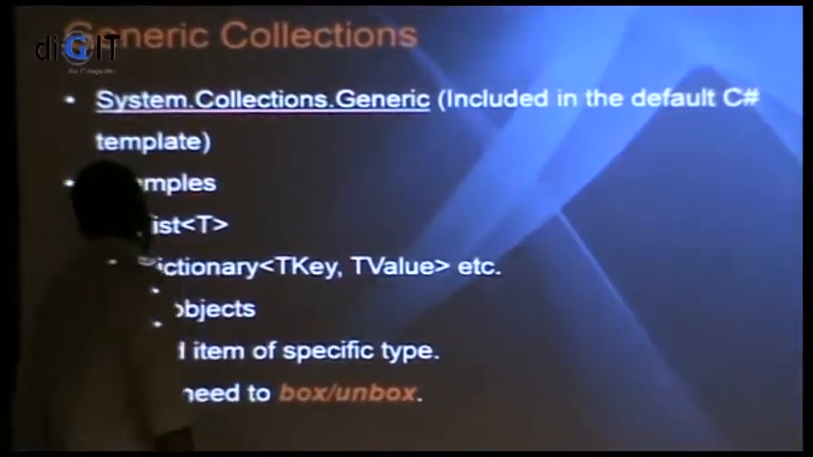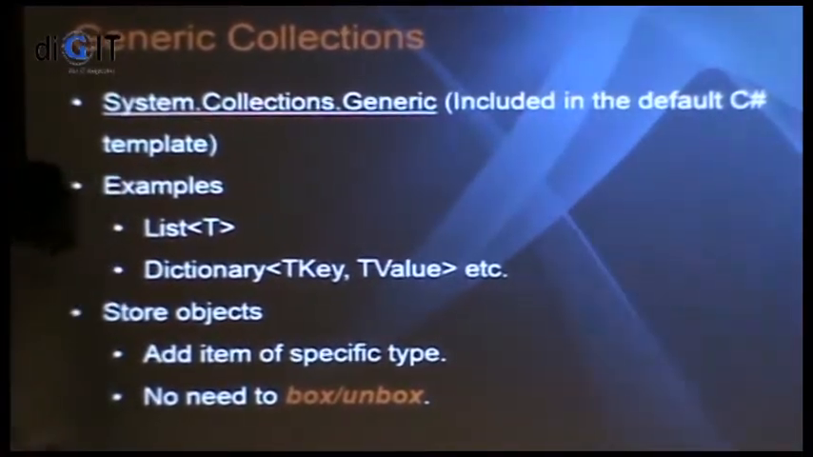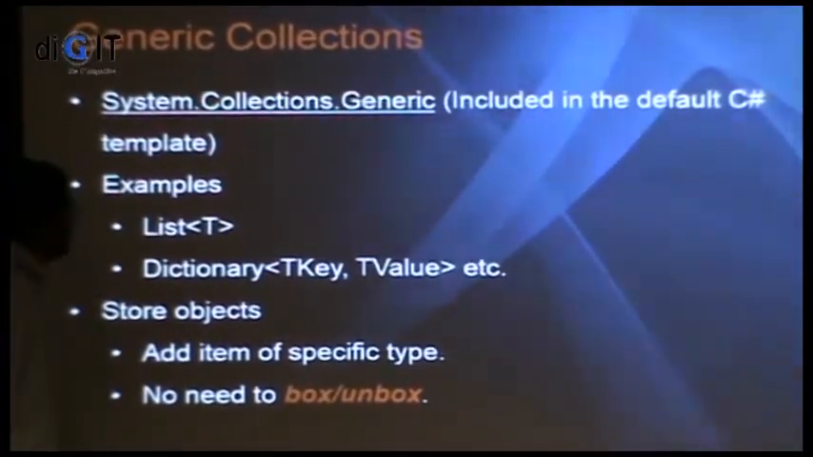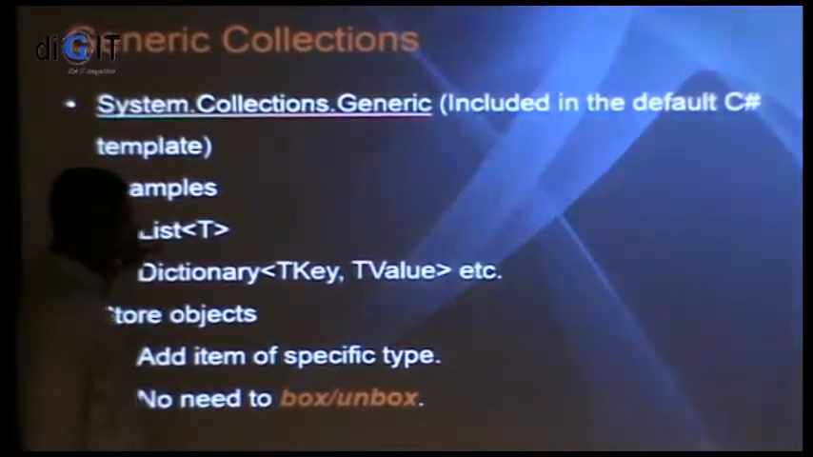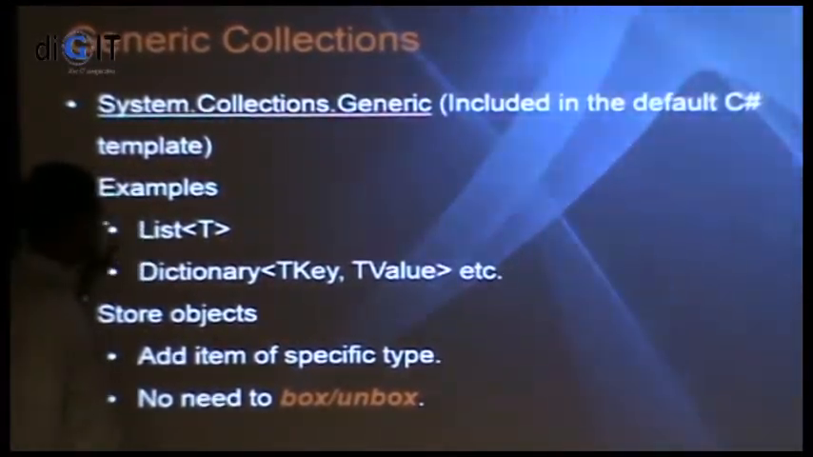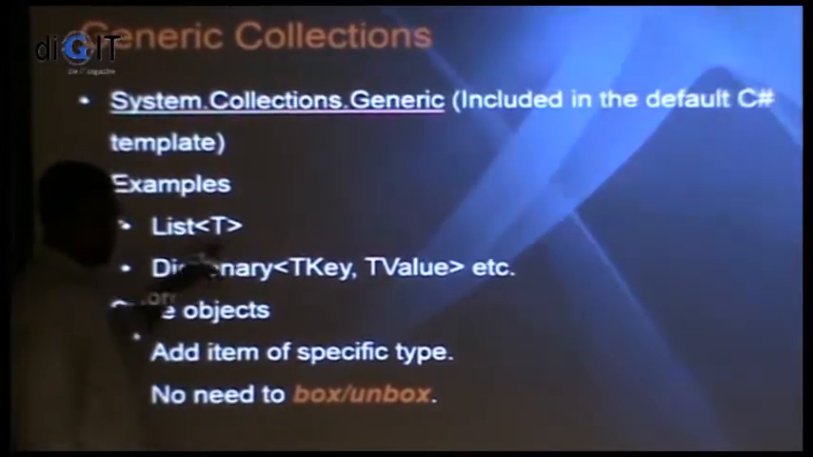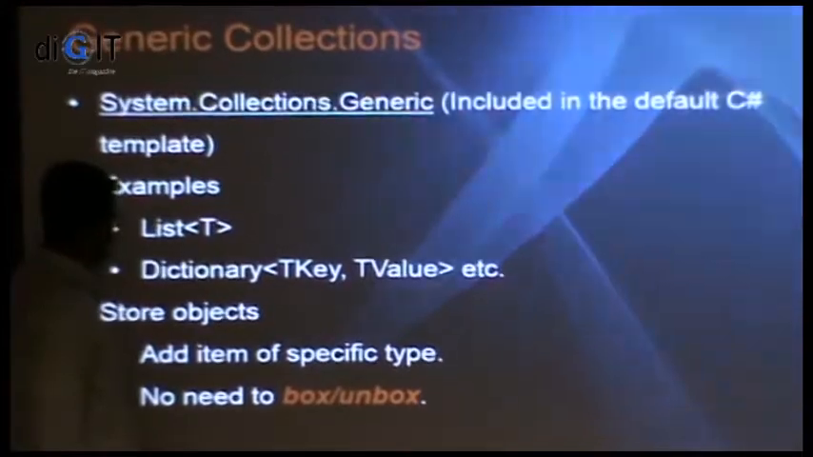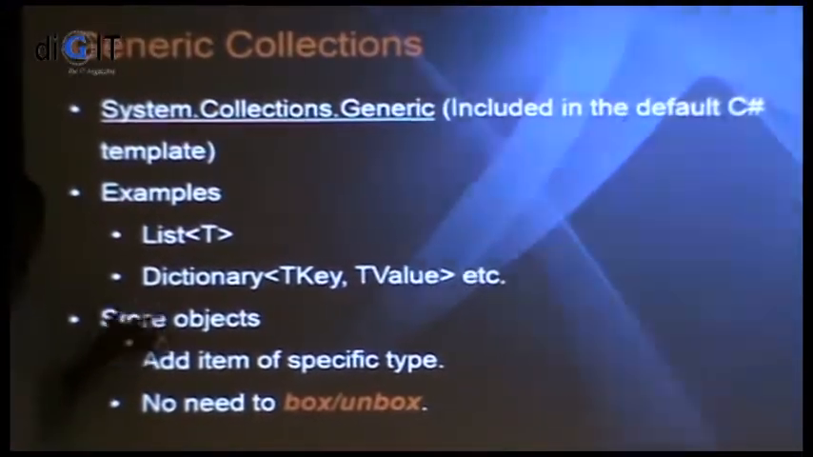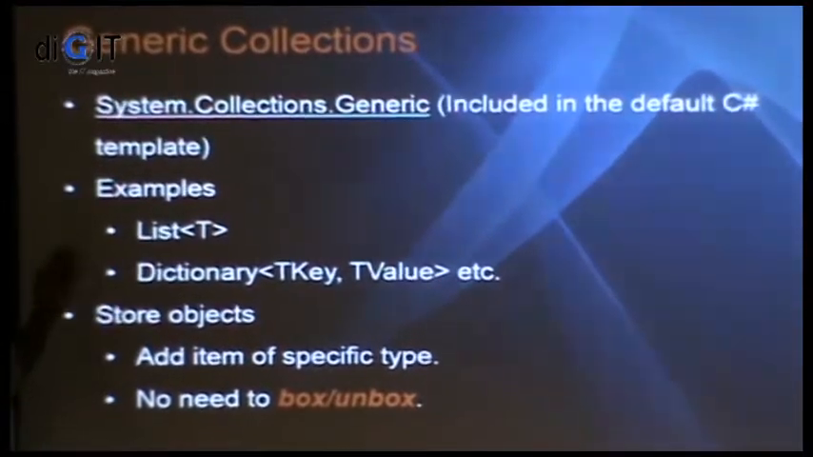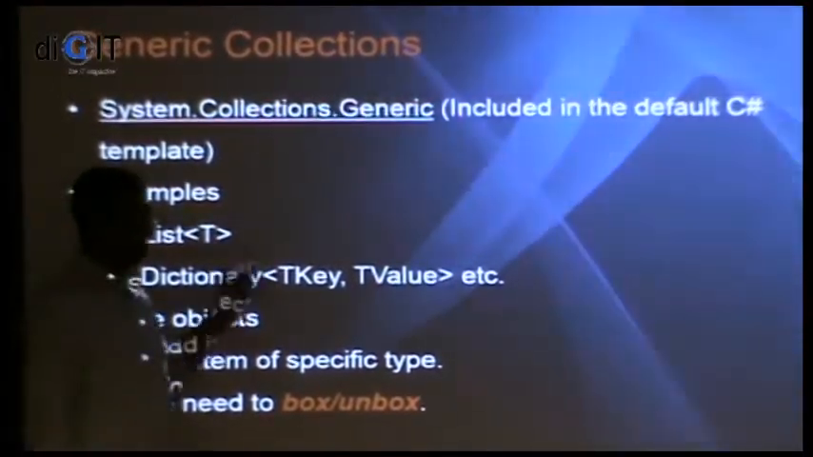Generic collections come under System.Collections.Generic, which is included in the default C# template. The examples are List<T>, which is the counterpart of ArrayList, and Dictionary, which accepts TKey and TValue, and is the counterpart of the Hashtable, right? So when we are adding to generic collections, we can add values only of the type that we mentioned.